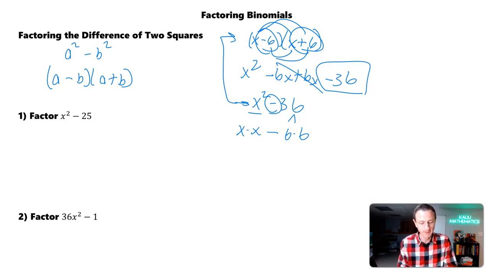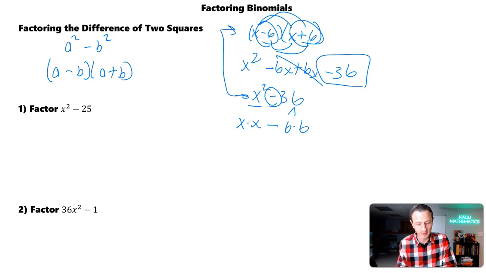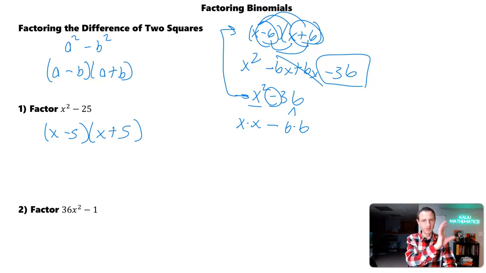So number one, x squared minus 25. x squared is x times x. So this is x, this is x. 25 is 5 times 5, and it is a double check. Make sure it's a difference of two squares. So that's going to be x minus 5 and x plus 5. And the order of the minus 5, plus 5, or plus 5, minus 5 doesn't matter. So it's the same thing.